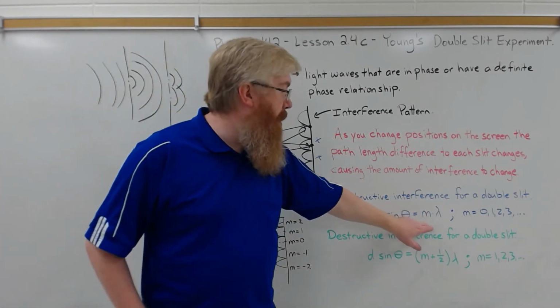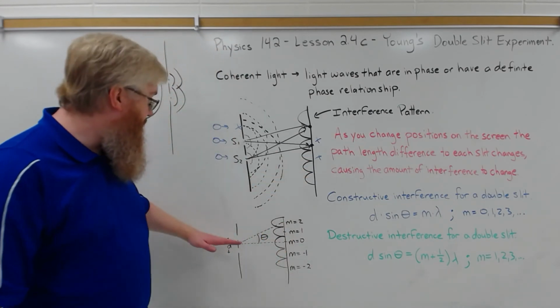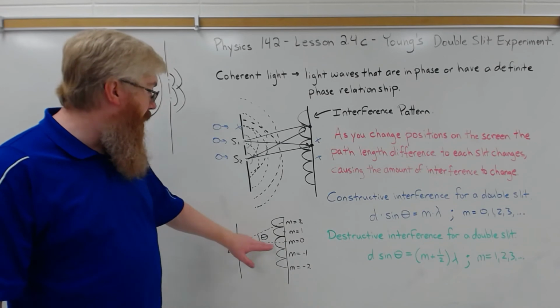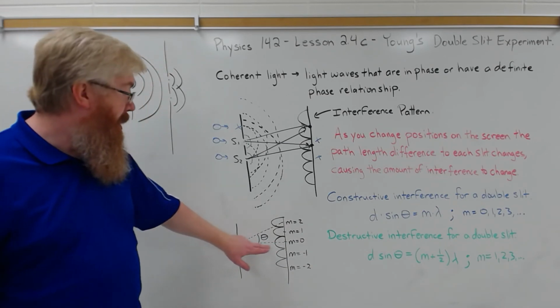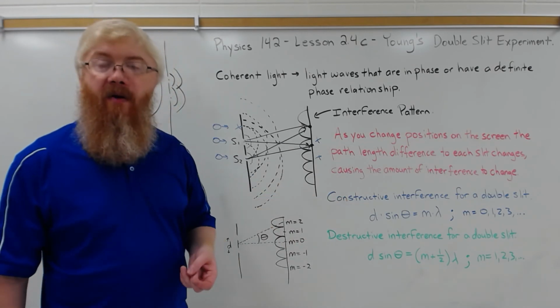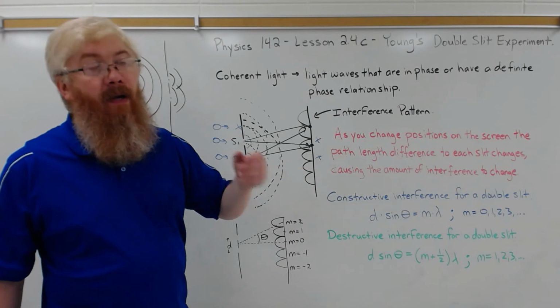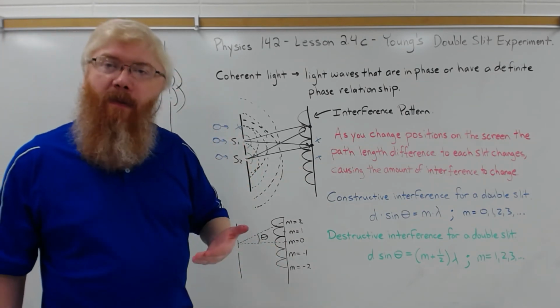m is the order number. It's just basically asking which bright spot you are looking at. The central order, the one directly across from the point between the two slits, is called the m equals 0 order, and it is always a maximum in an interference pattern. Or actually, also in a diffraction pattern, which we'll talk about a little bit later.